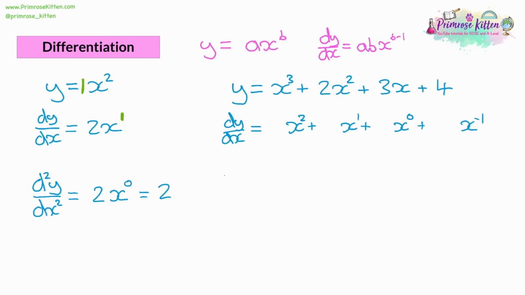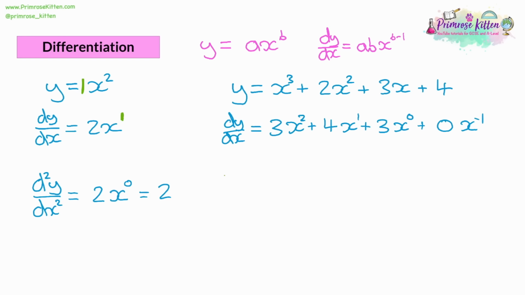The second bit is you multiply the coefficient on the x by the power. If there's no coefficient, it's going to be a 1. So 1 times 3 is 3. 2 times 2 is 4. 3 times 1 is 3. And then with this one, this was x to the power of 0. So 4 times 0 will actually give us 0.